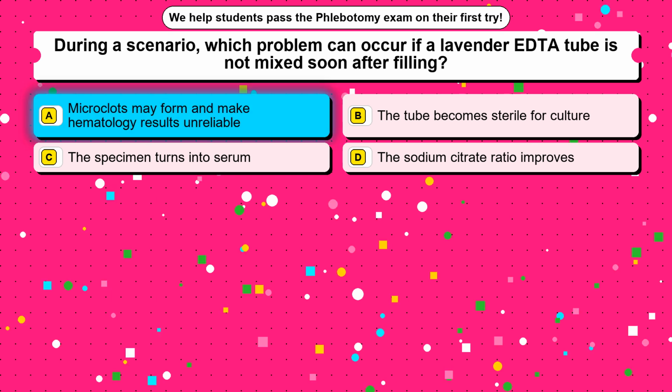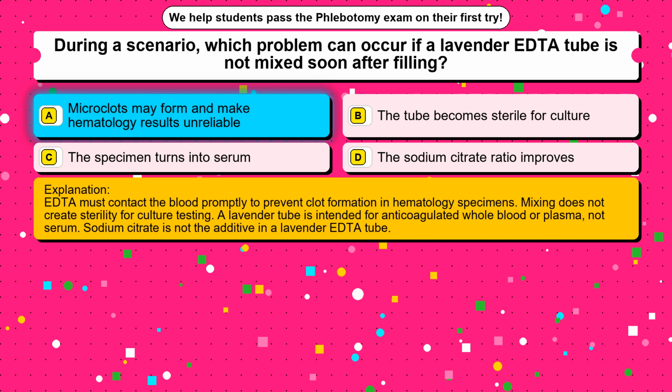The correct answer is option A. Microclots may form and make hematology results unreliable. EDTA must contact the blood promptly to prevent clot formation in hematology specimens. Mixing does not create sterility for culture testing. A lavender tube is intended for anticoagulated whole blood or plasma, not serum. Sodium citrate is not the additive in a lavender EDTA tube.